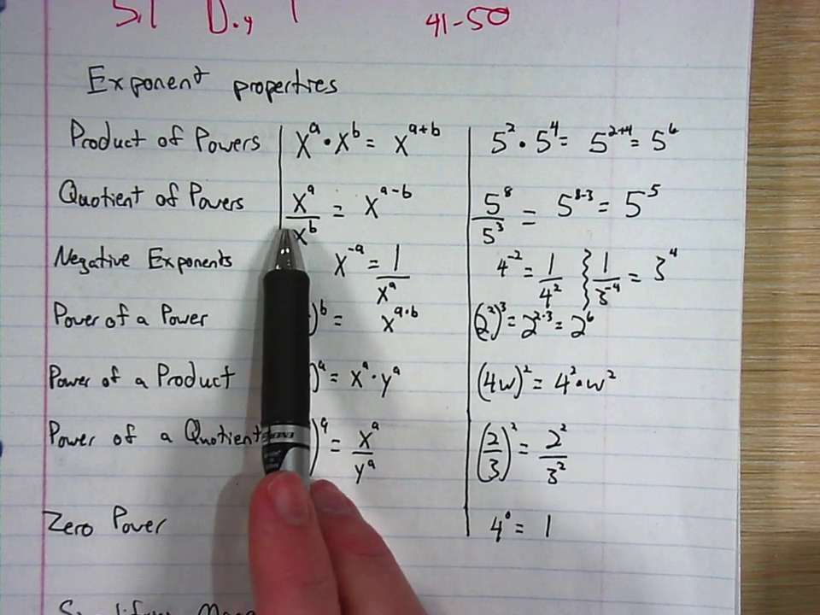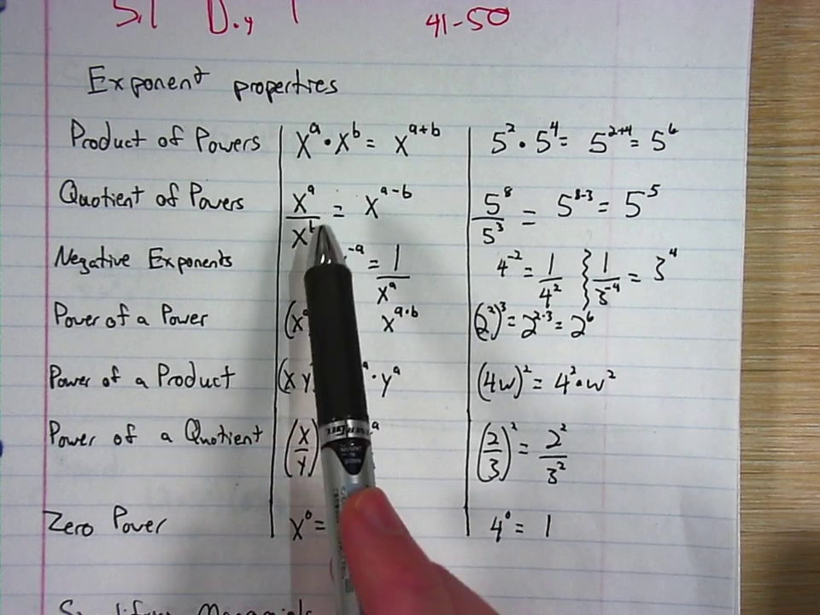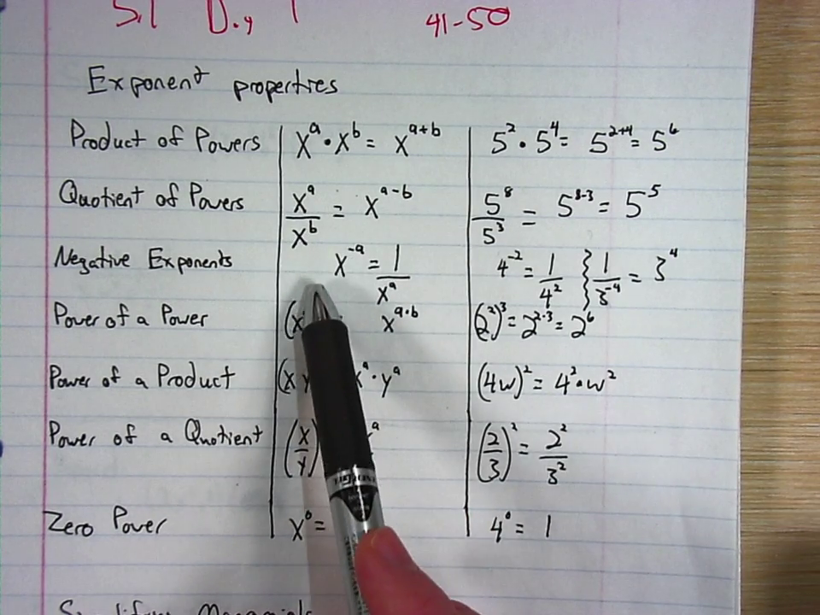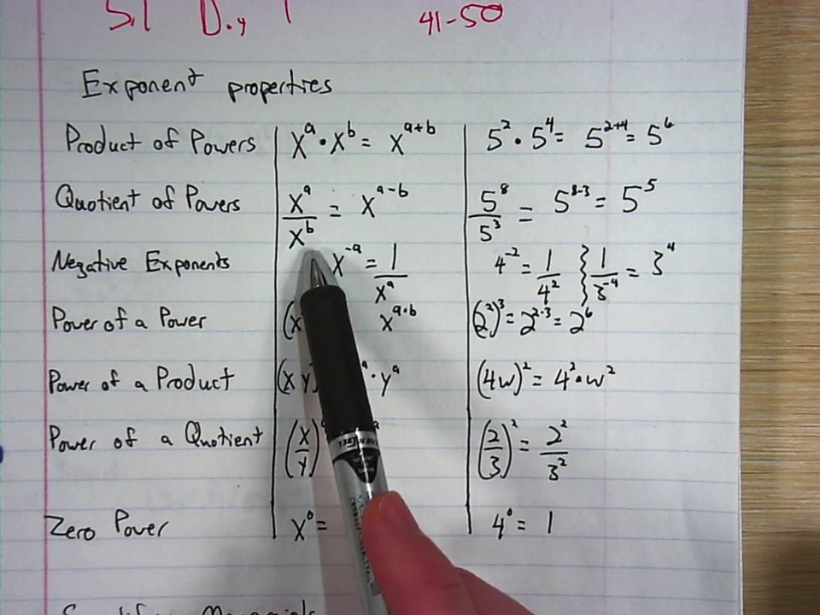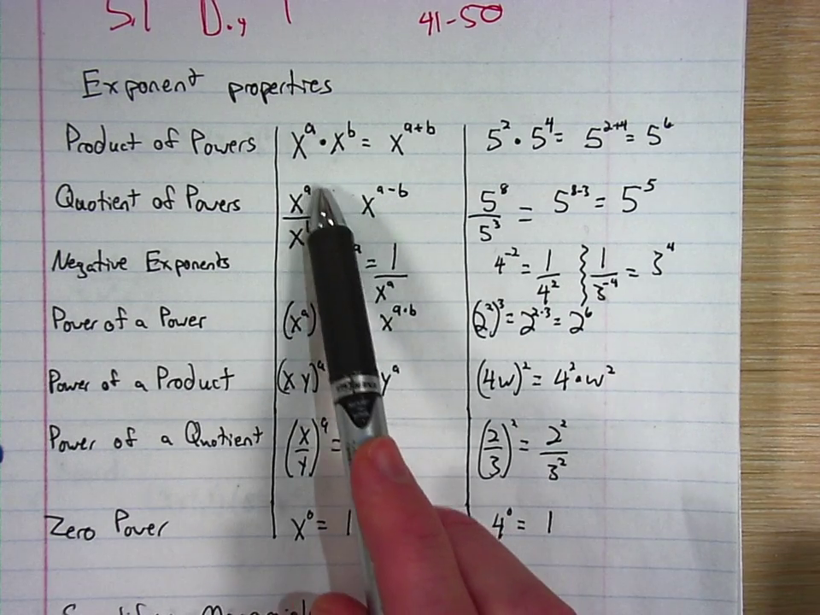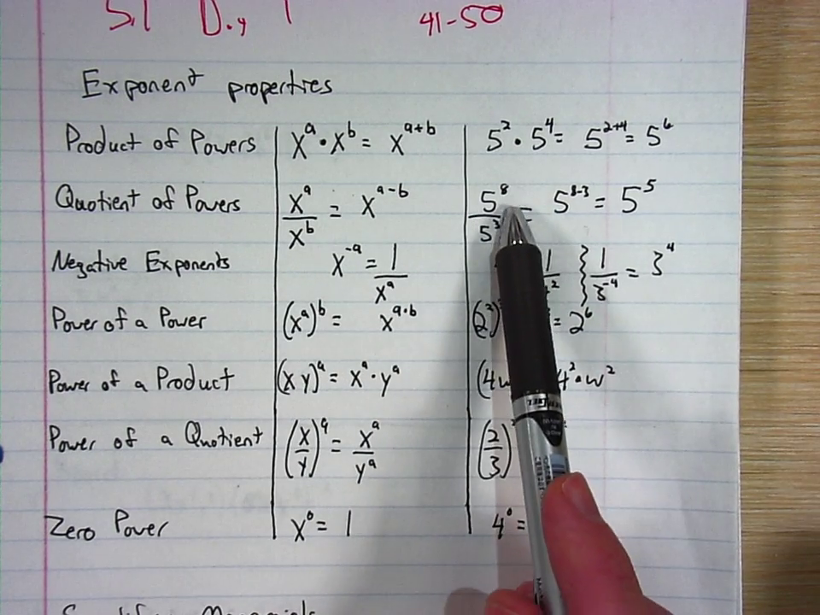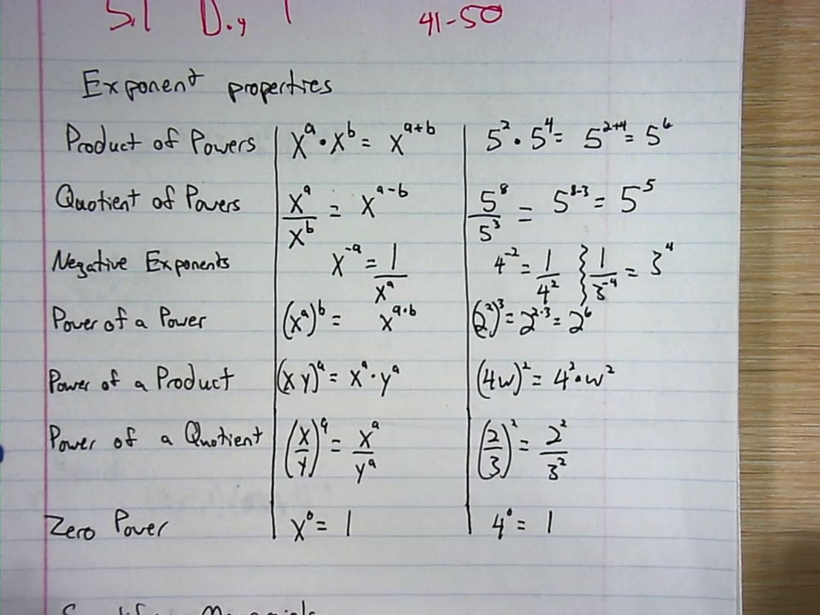Quotient of powers. We could divide, and just like we add exponents for multiplication, when we divide, we're going to subtract our exponents. x to the a over x to the b, so we're going to subtract our exponents, a minus b. If we had 5 to the 8th over 5 to the 3rd, we'll have 5 to the 8 minus 3, or 5 to the 5th.